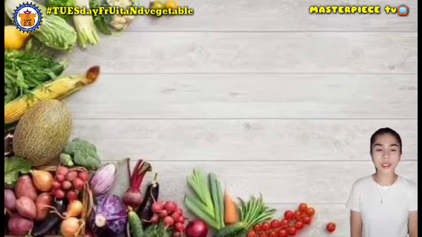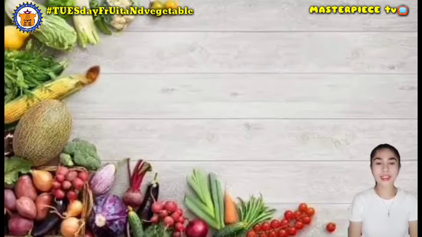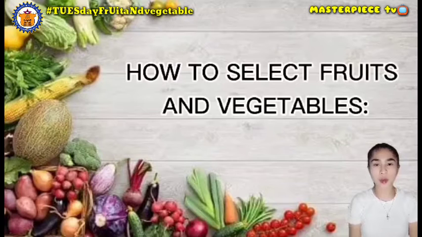Number eleven is, give fruits and vegetables a light rinse before consumption. Giving your produce a quick rinse reduces your exposure to potentially harmful microorganisms and can wash away chemicals and nasty pesticides. And last is, how to select fruits and vegetables.